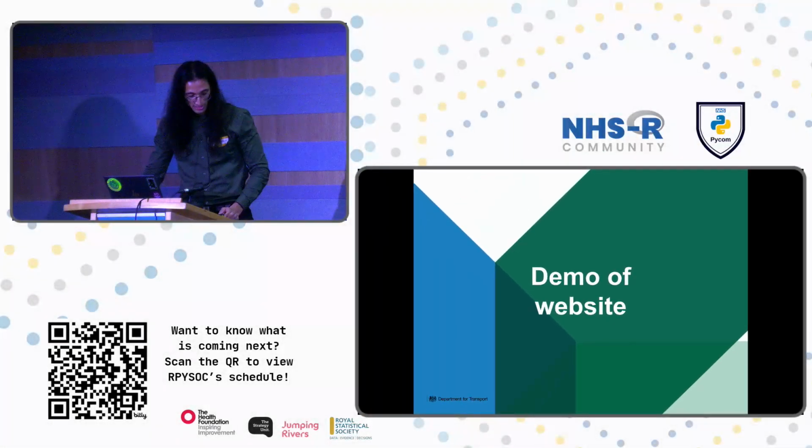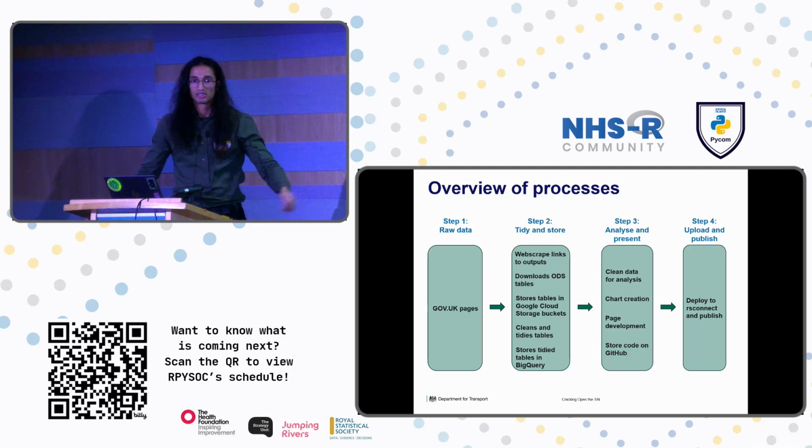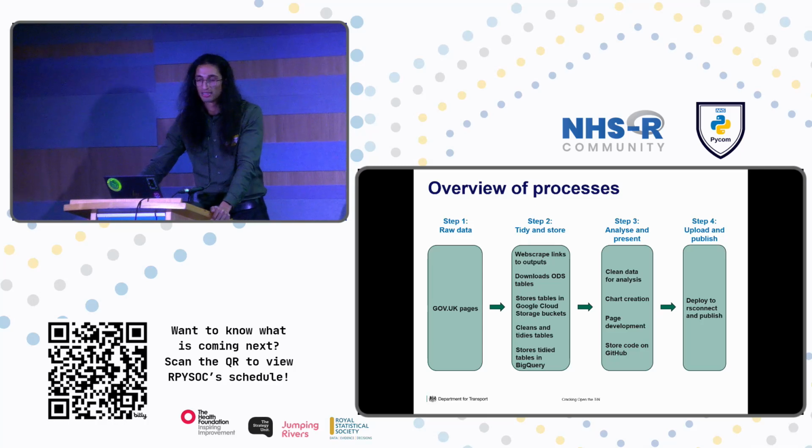Thank you very much. So here's the overview of the process. Basically 4 broad areas, just keeping an eye on time. The first one is getting the raw data, so that's information from gov.uk, and I'll mainly talk about the tables as that's the main thing that's taken up a lot of the processing power, as you'll find out in a bit. So yeah, get the information from gov.uk.